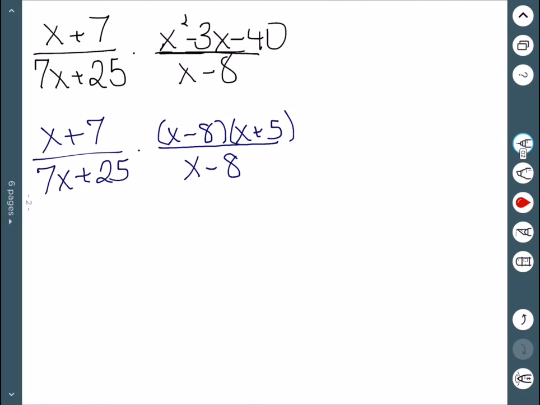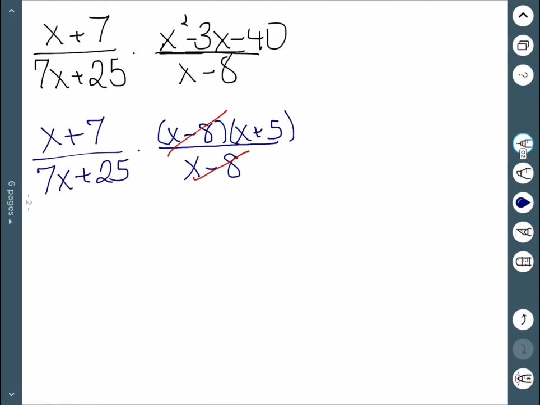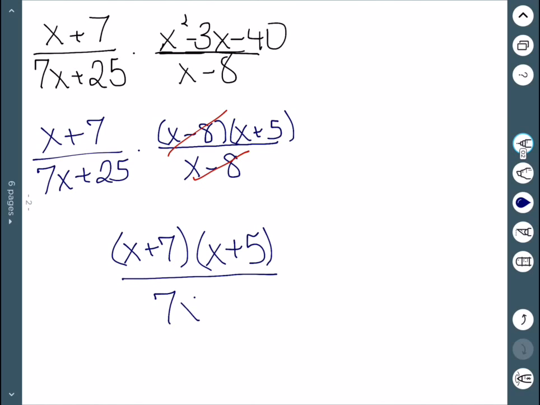So looking at this, I can see that there's an x minus 8 on the top and bottom that I can go ahead and simplify. So now on the top, I'm left with x plus 7 times x plus 5. And on the bottom, I'm left with just a 7x plus 25. So that's my final answer.